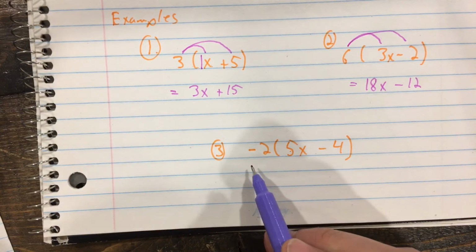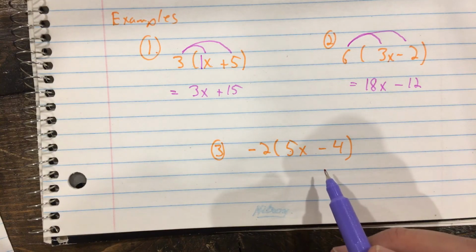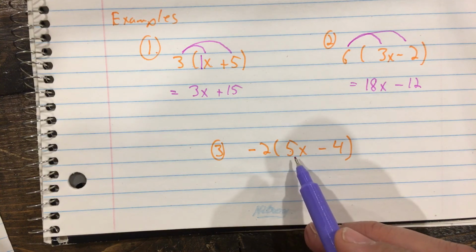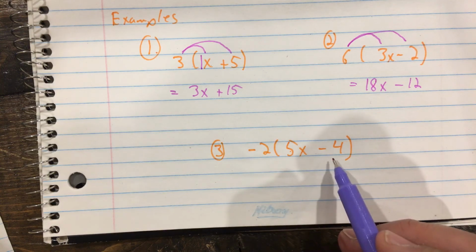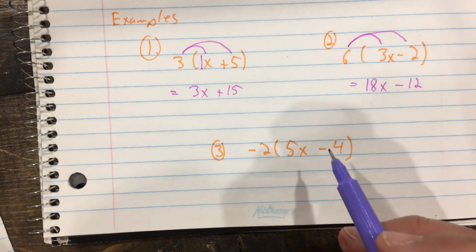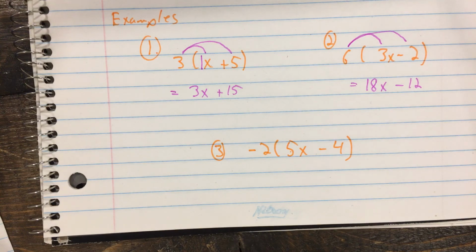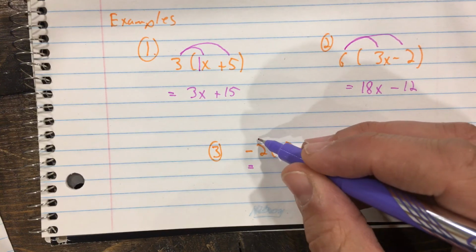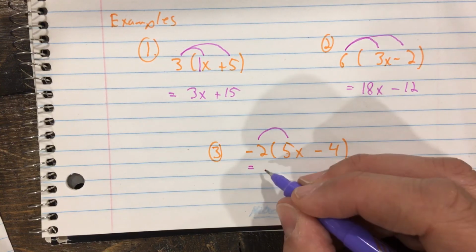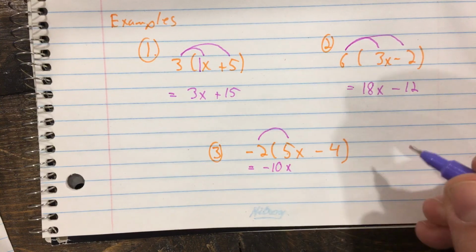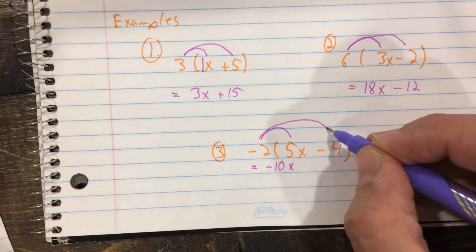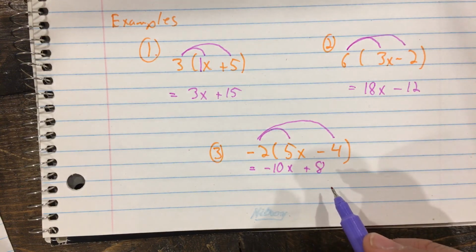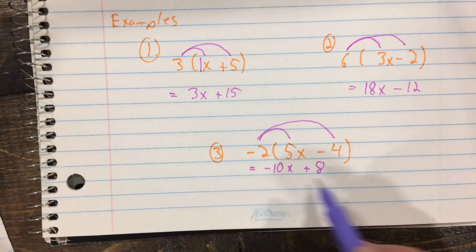And lastly, we have a negative being multiplied in the bracket. It acts no different, okay? When you multiply a negative and a positive, it makes a negative. And when you multiply a negative and a negative, it makes a positive. Okay, going back to grade 6 or 5 or 4, whenever that was first introduced. So negative 2 times 5 would leave negative 10x, and negative 2 times negative 4 is going to make a positive 8. Again, final answer, do not combine those. That is it. That's all you do.